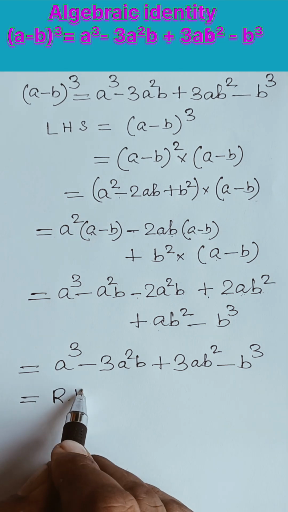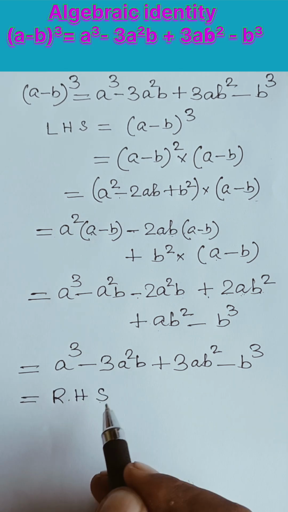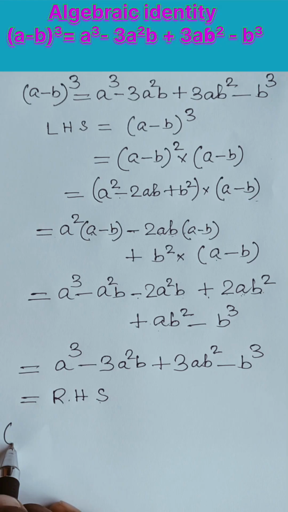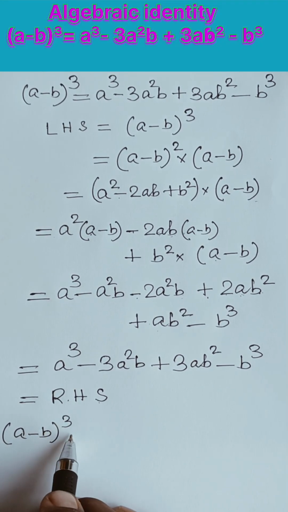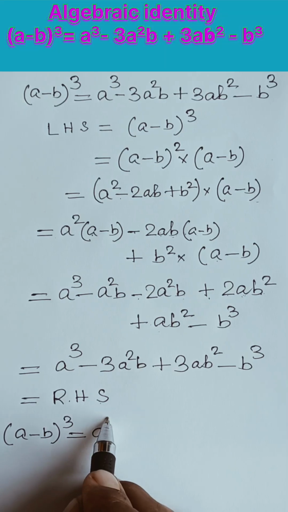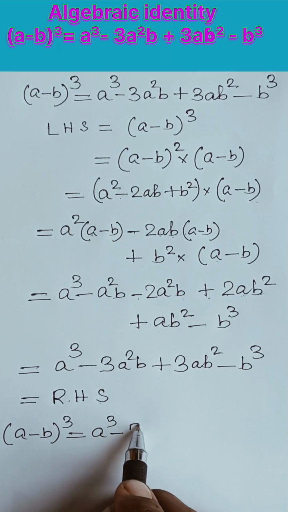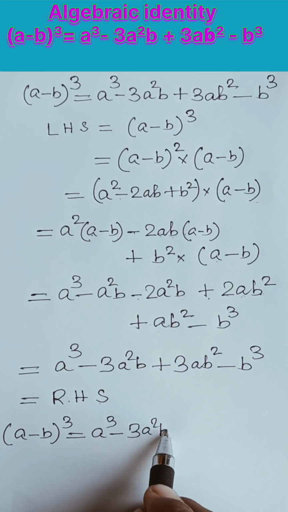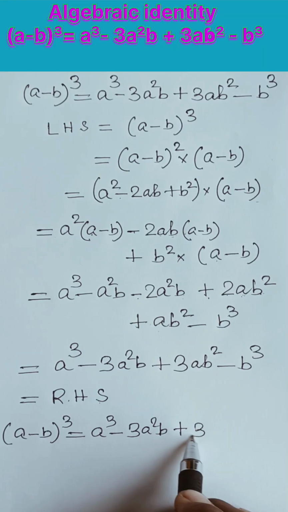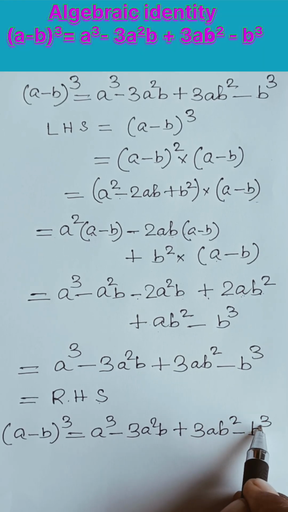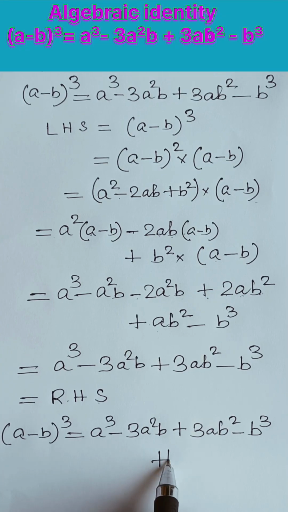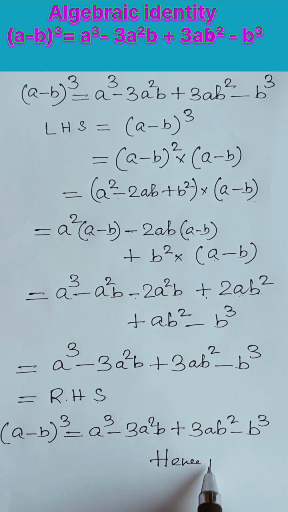Right hand side. So therefore (a - b)³ always gives me a³ - 3a²b + 3ab² - b³. Hence proved.